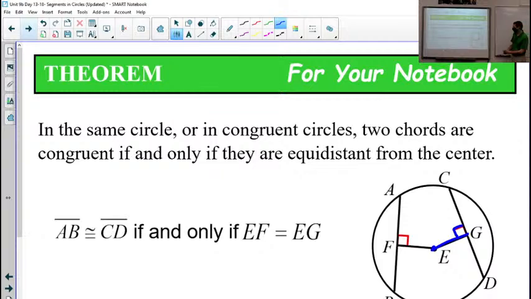So that's why you'll see these perpendicular things coming out from the center. That is saying the distance from the center is the same. So if these distances away from the center are the same, the chords are the same. If the chords are the same, these distances from the center are the same. That's the power of my if and only if statement.